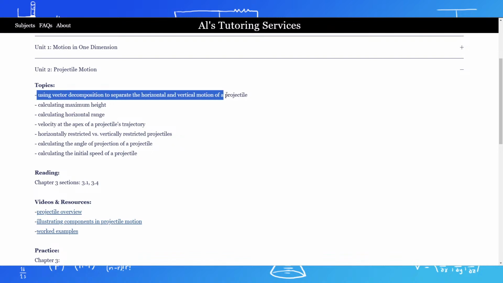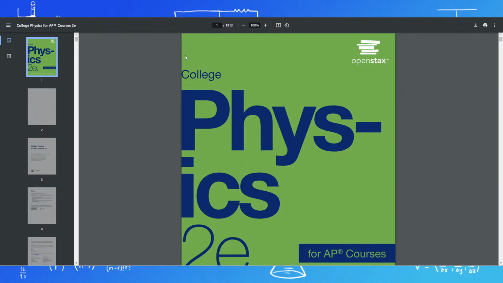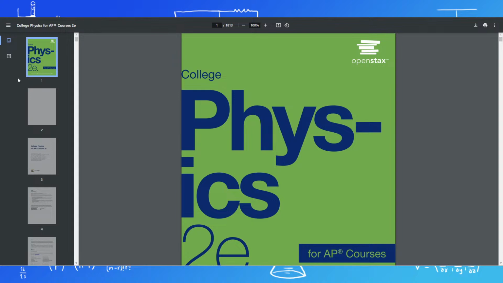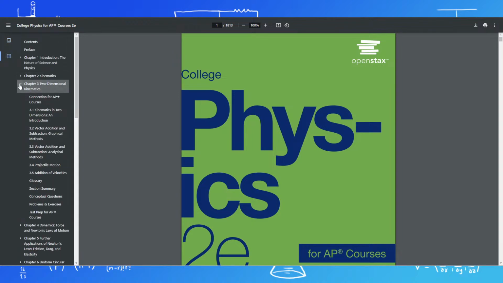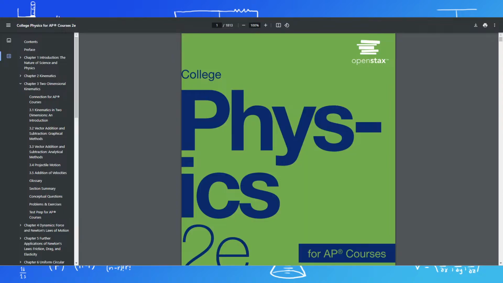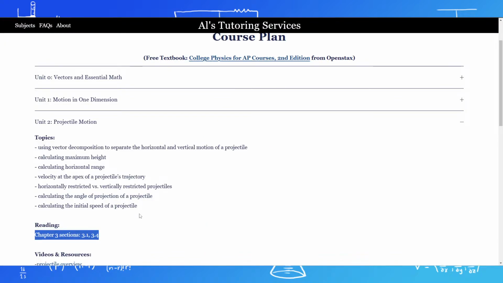But just go ahead and preview. I would say look at this projectile overview. Go ahead and read the chapter sections in the book. So our book, remember, is linked right here at the top of the course plan. Open that, go to your two-dimensional kinematics. That's just another way to say projectile motion. And read sections 3.1 and 3.4. Those would be the sections to read if you want an introduction.